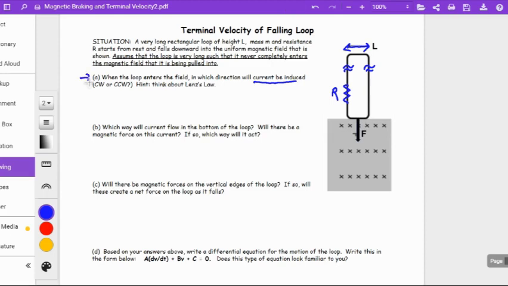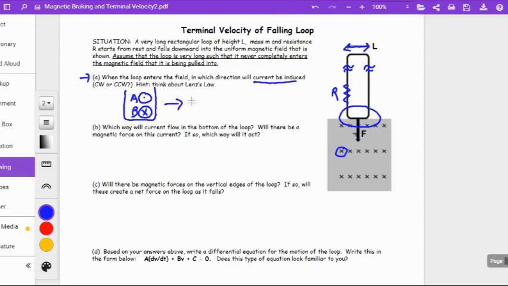When the loop first enters the field, in what direction will the current be induced? So let's just look at the bottom part of the loop, this part down here. As you think about it, the loop has some kind of area vector, which I'm going to make pointing out at us. And it's falling into a magnetic field, which is pointing in. So there's an external field pointing in. And we know that when more and more of the loop falls into this field, you're going to get more and more negative flux. Why is it negative? Because the area vector and the B vector are in opposite directions.